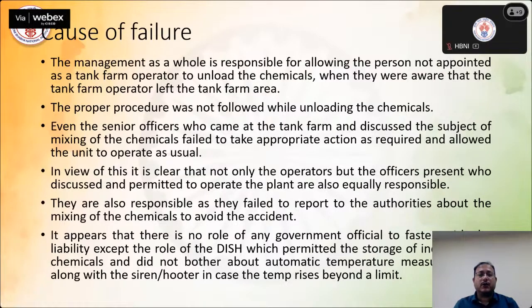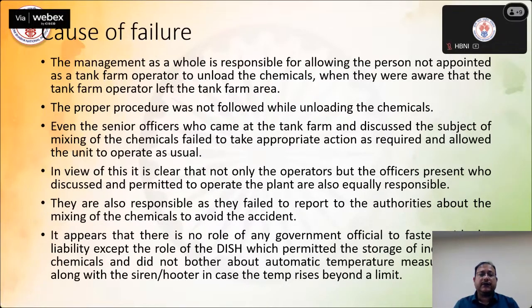The proper procedures were not followed while unloading the chemicals. We have seen already that they unloaded into different storage tanks. Even the senior officers who came to the tank farm and discussed the subject of the mixing of the chemicals failed to take appropriate action as required and allowed the unit to operate as usual. In view of this, it is clear that not only the operators but all officers present who discussed and permitted the plant to operate are also equally responsible.